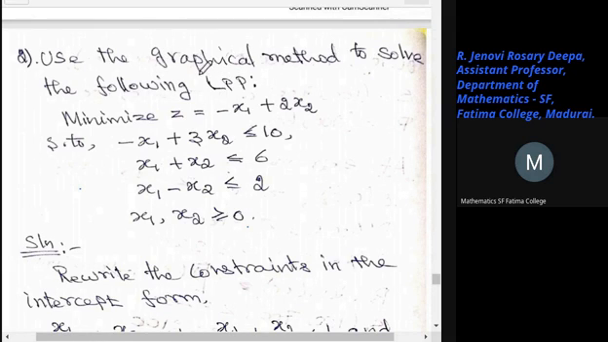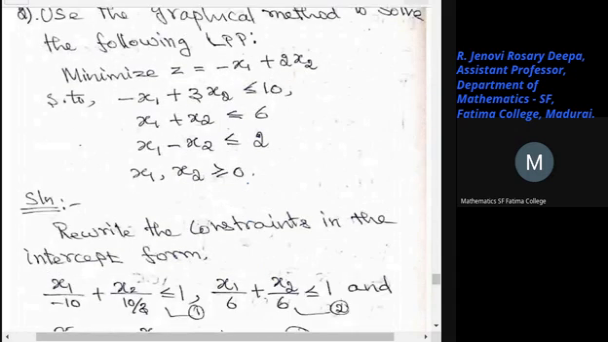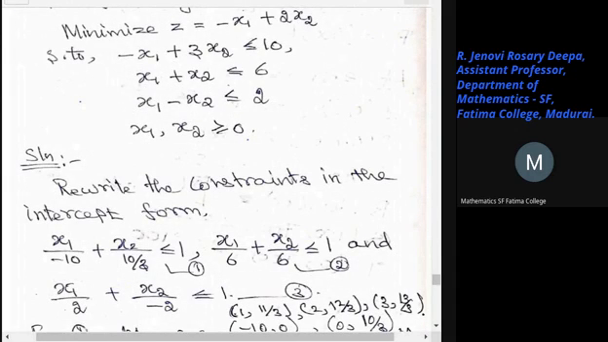The problem itself says you have to use the graphical method, and here three constraints are given. So the first thing in the graphical method is that we have to rewrite the constraints in the intercept form or in the equation form. In the first one, the 10 you can bring to the left hand side. So x1 divided by minus 10 plus x2 divided by 10 by 3, where the 3 you can bring to the denominator, is less than or equal to 1.